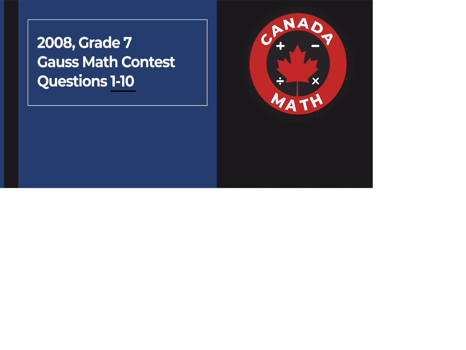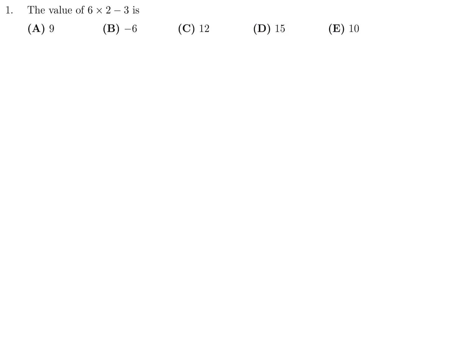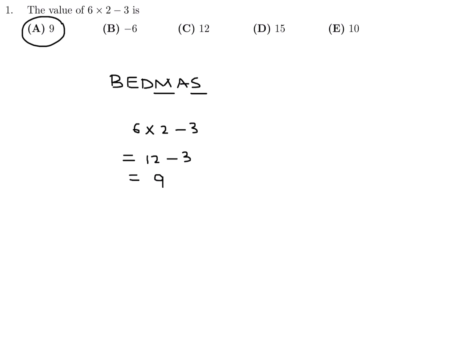Questions 1 through 10 on the 2008 Grade 7 Gauss Math Contest. The value of 6 times 2 minus 3 is... so we are going to use order of operations, BEDMAS. In this particular question, multiplication first and then subtraction. So 6 times 2 minus 3, multiplication first, that's 12. And then subtraction, 12 minus 3 is 9. So number 1, the answer is A.